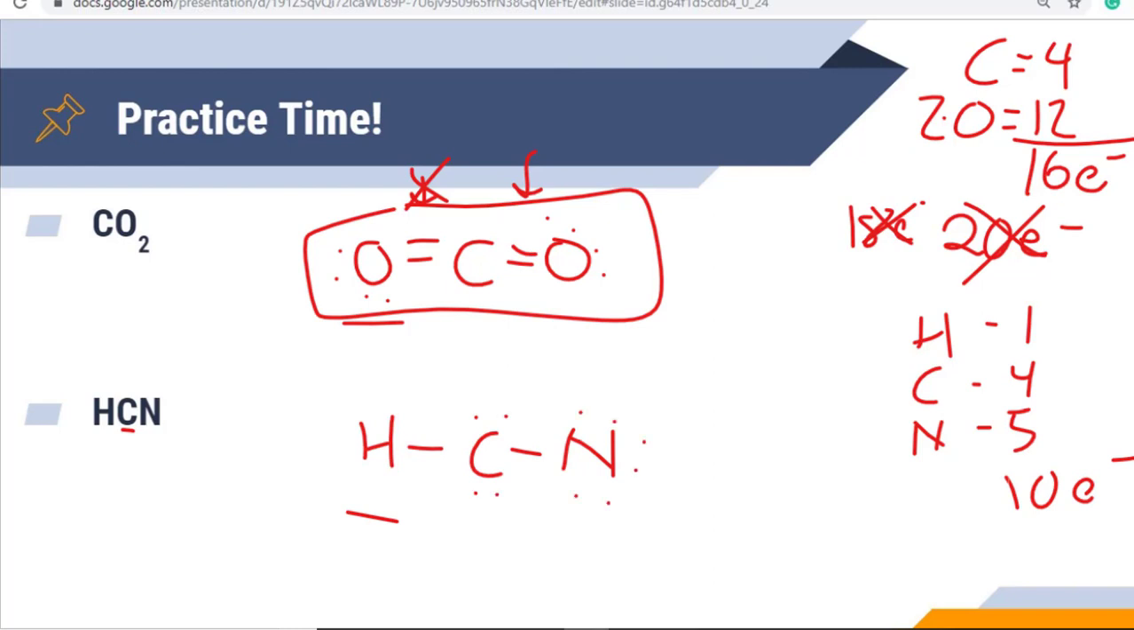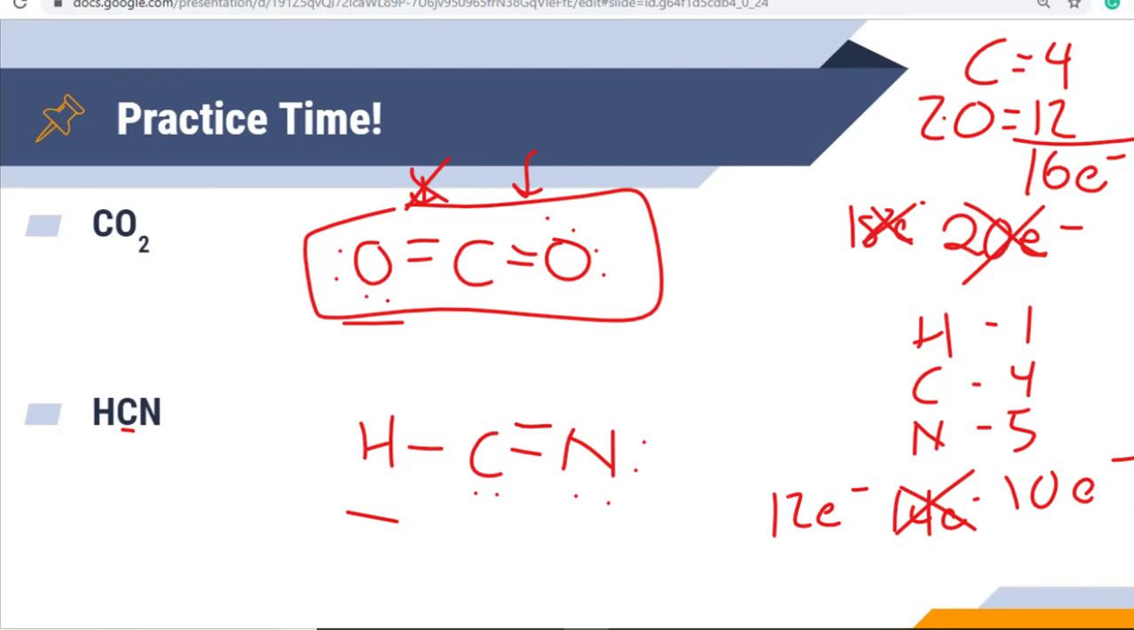And carbon needs 4 electrons. Nitrogen needs 6. So we add them up. 2, 4, 6, 8, 10, 12, 14. 14 electrons does not equal 10. So we're going to remove 2 lone pairs. We count them up again. We have 12 in our structure, so we need to add another double bond.